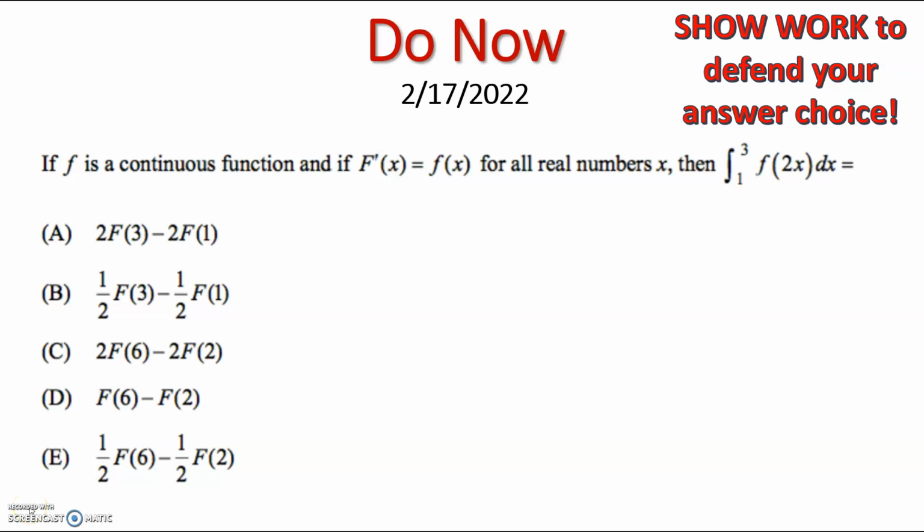All right, so go ahead and begin today by completing the do now. If f is a continuous function and f prime of x is f of x, f being the antiderivative of f of x, for all real numbers x, then the integral of f of 2x dx from 1 to 3 is which of the following?